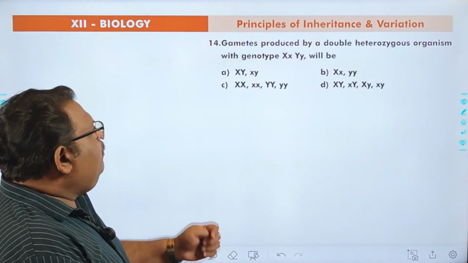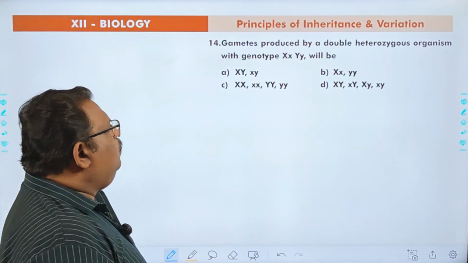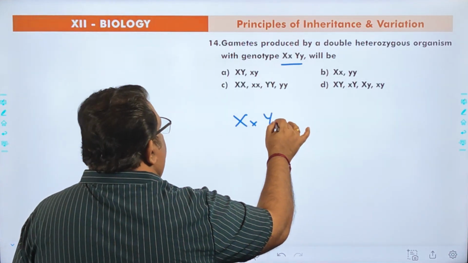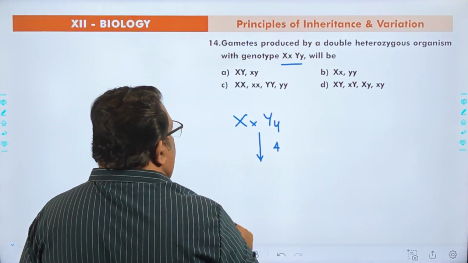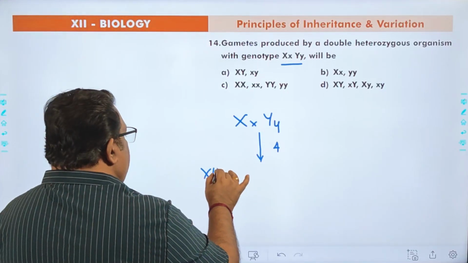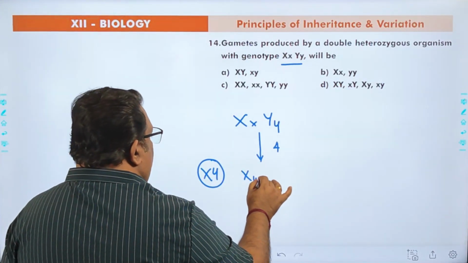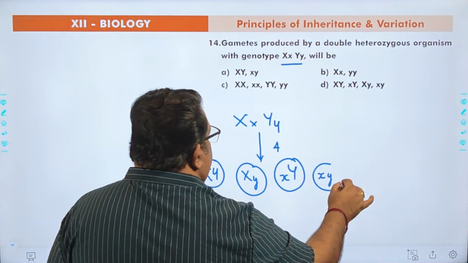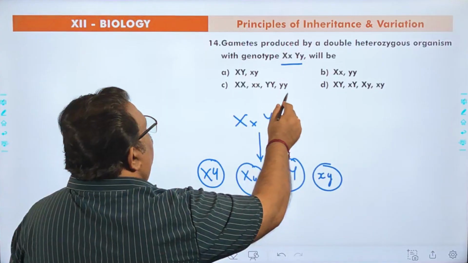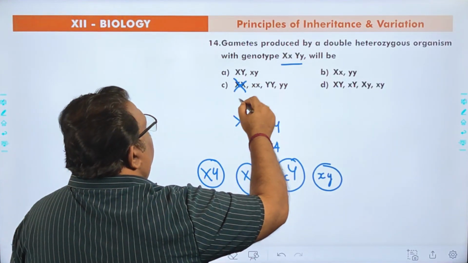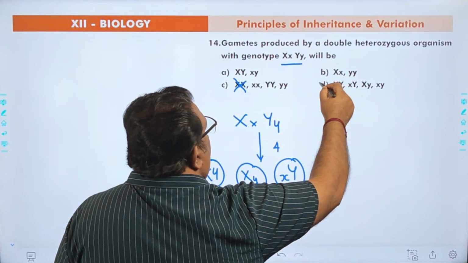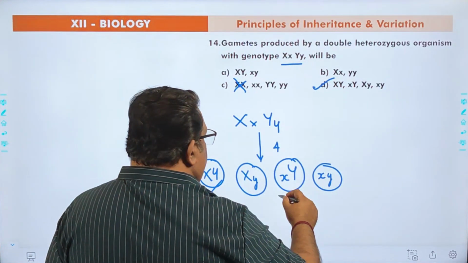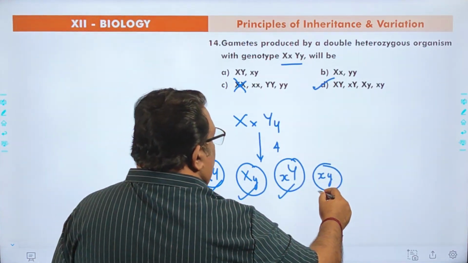Next one. Gametes produced by a double heterozygous organism with the genotype capital X, small x, capital Y, small y. So 4 types of gametes are derived. Which are the gametes? Capital X, capital Y, capital X, small y, small x, capital Y, small x, small y. These are the 4 types of gametes. So these are the answer.